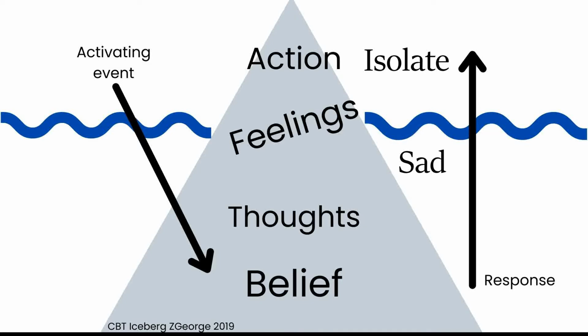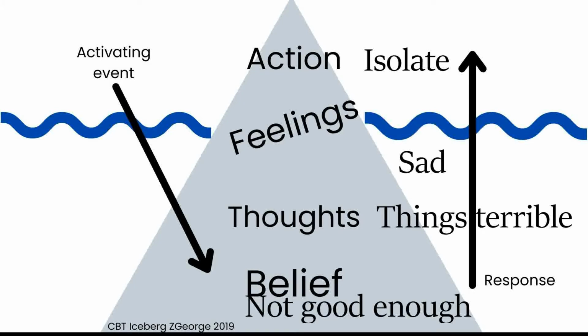The thought that could have driven that might be something such as, things are always going to be this way and I think they're really terrible. And under that may be a belief along the lines of, things in my life are very uncomfortable and no one ever likes me. Or I may believe things like, I'm not good enough. Now this is just an example for depression. We could also use these examples for things like anxiety.